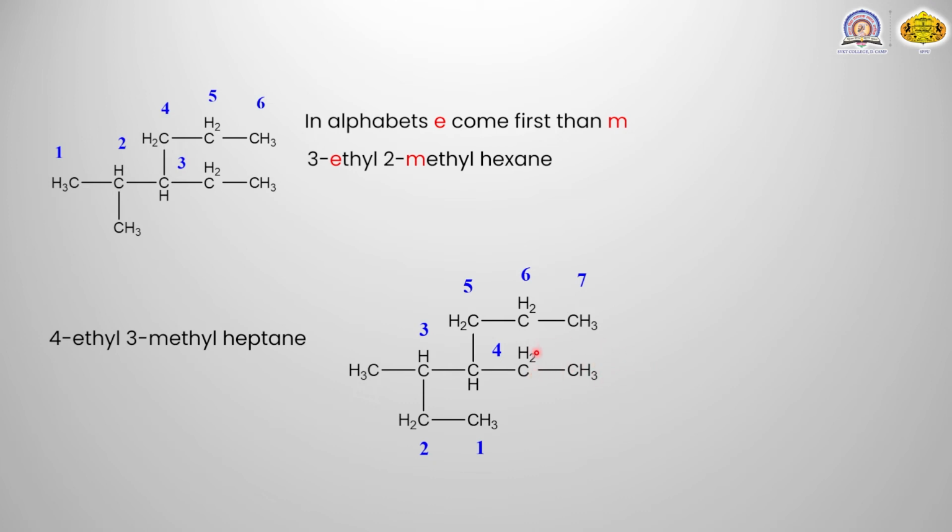So this has to be a propyl substituent. In that case the substituent name is propyl. The position of that propyl substituent is the 4th position. So in order to name that compound, it is 3-methyl 4-propyl heptane. If we change the substituent to CH2 CH3, this is a propyl substituent, and the name of the compound will be 3-methyl, that is, M comes first, followed by P. So 3-methyl 4-propyl heptane.